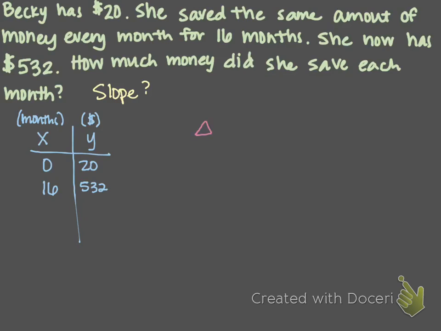So now we've set up this really nice XY table. We can go ahead and use it to find our change in Y over our change in X. So our change in Y, we want to know how do we get from 20 all the way to 532. And we're going to do this by adding 512. So our change in Y is going to equal 512. Alright, our change in X, we are going from 0 to 16. So we are adding 16. So our change in X is going to be 16.